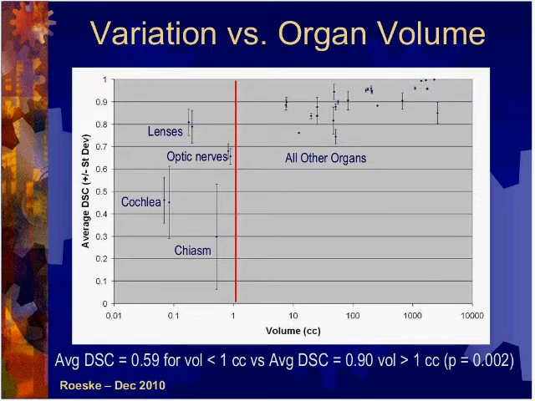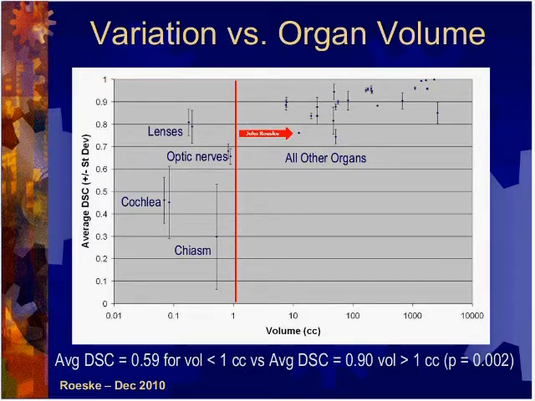As you plot here the average Dice scores with the standard deviation versus the volume of the organ on this semi-logarithmic scale, you can see that the organs having a volume of less than 1 cc tend to do a lot worse than all the other organs that had volumes of greater than 1 cc. For example, the average Dice score was about 0.59 for those with less than 1 cc, which include the chiasm, cochlea, and the optic nerves and lenses, and greater than an average of 0.9 for all the other organs.